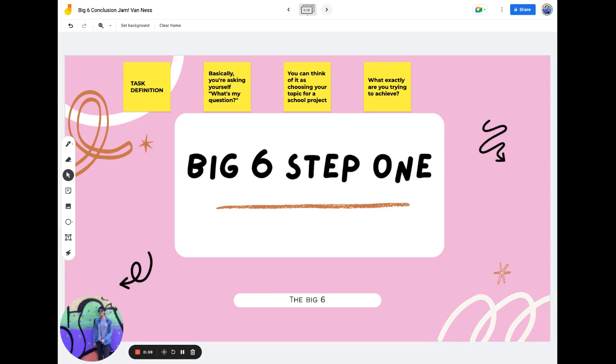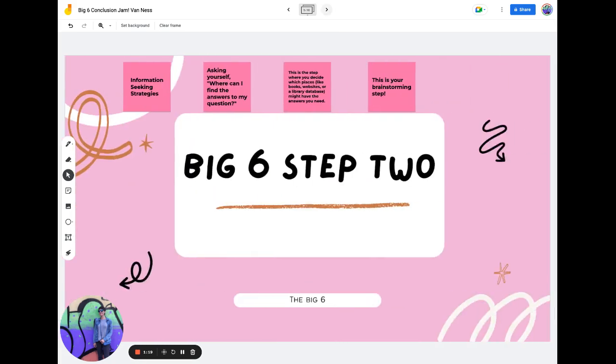Starting with step 1, this is the task definition. So here you're basically asking yourself, what's my question? You can think of this as choosing your topic for your school project and also thinking about what it is that you're trying to achieve. So you're identifying the problem, you're defining the problem, and then you're going to determine what kind of information you need.